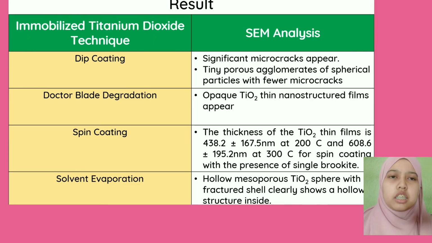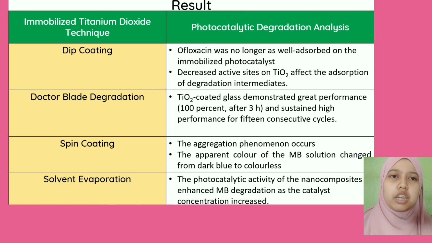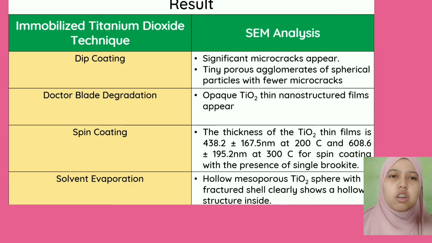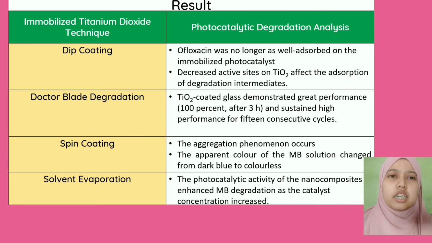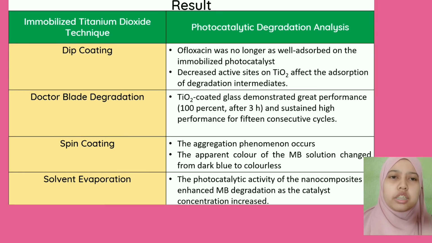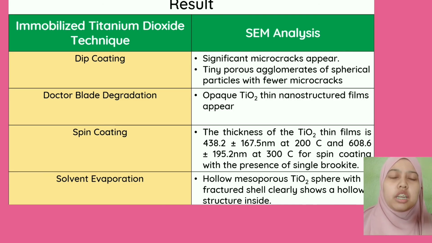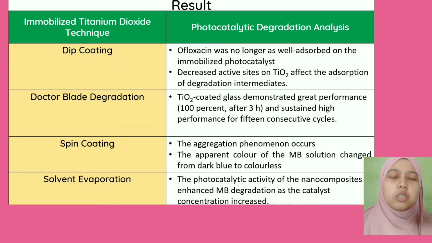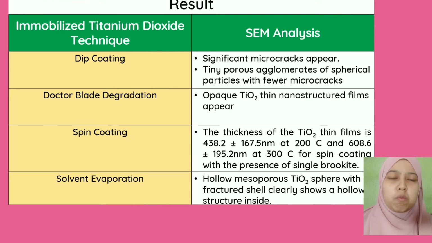We can also see the result through the photocatalytic degradation, where decreased active sites on titanium dioxide can form due to the absorption of degradation intermediates for dip coating. Doctor blade coating shows that the titanium dioxide coated glass demonstrated great performance and sustained high performance, but it takes too long to degrade the polymer binder. At the last stage, solvent evaporation was chosen as we recognize its thickness of titanium dioxide film. This method needs more polymer binder because of its inability to degrade.